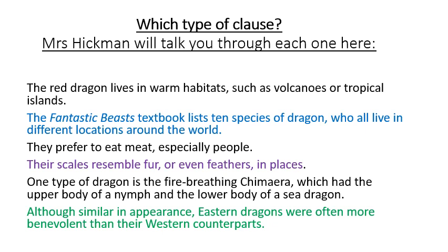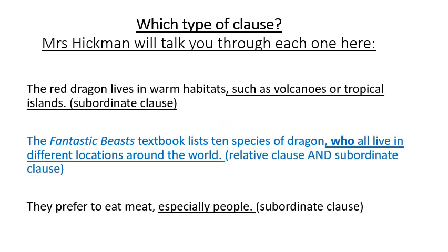Okay, so let's have a look. So the first one, the red dragon lives in warm habitats, such as volcanoes or tropical islands. That is a subordinate clause. The main clause is the red dragon lives in warm habitats. I'm going to put an M to show that's the main clause, and this is the subordinate clause. So the red dragon lives in warm habitats. If I just said that on its own, it makes sense on its own. Such as volcanoes or tropical islands. If I took that out, it would still make sense on its own. The red dragon lives in warm habitats.